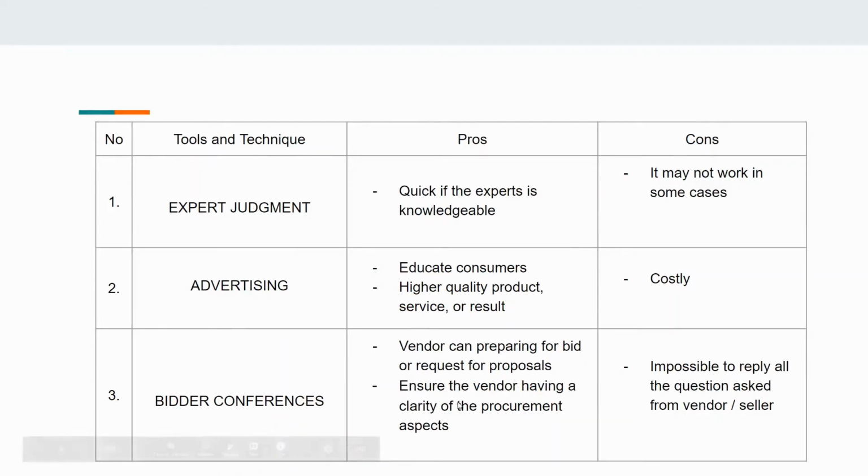It will also give vendors clarity about the procurement aspects. But the con is that it will take so long that it is impossible to reply to all the questions asked by vendors or sellers. The next tools and techniques will be explained by my friend Hijra Hanif.